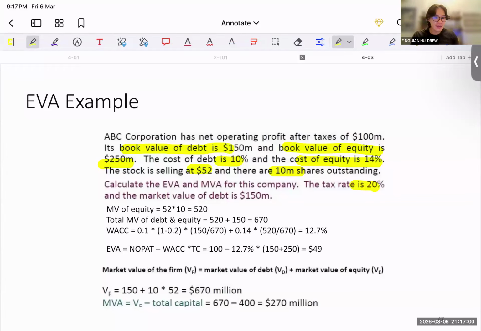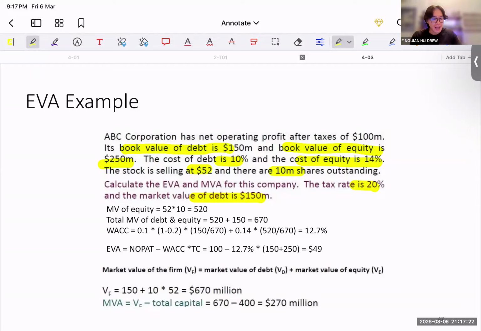Tax rate is 20%, market value of debt is 150. Now, we first calculate the WACC, right? And we know from lecture 2 that for WACC, we need to use the market value of your debt and market value of equity, right? Everything must be market value. You shouldn't use book value.